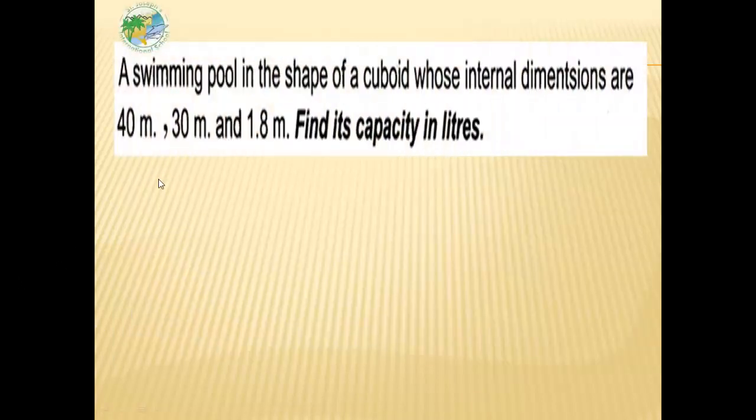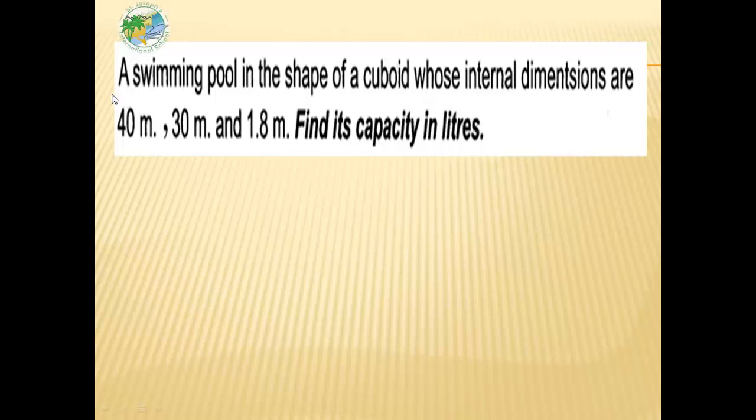Now the questions for the capacity, the same questions as the lesson of cuboid and the lesson of cube. A swimming pool in the shape of a cuboid, so this is the hollow solid that we have, in the shape of a cuboid, and the inner dimensions are 40 meters, 30 meters and 1.8 meters. Find its capacity in liters. We want the capacity in what? In liters.